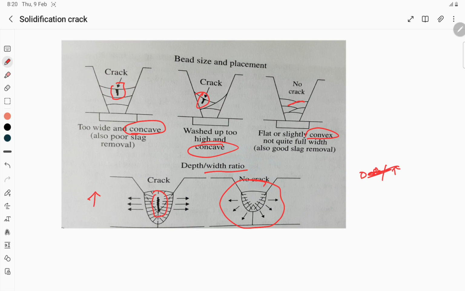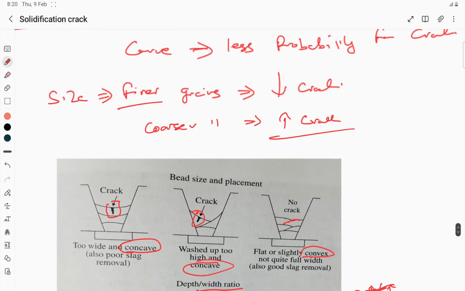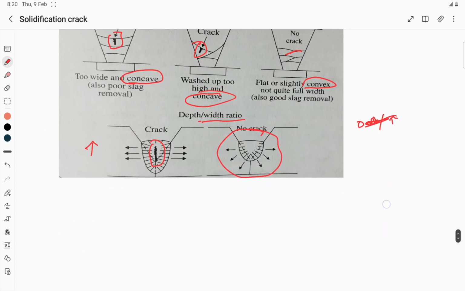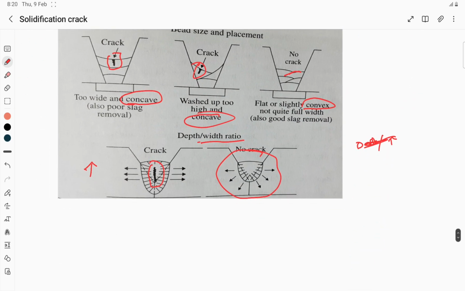So we have to take extra steps to prevent the formation of crack in those kinds of processes. It depends upon a number of factors, not only on the depth to width ratio or the shape of the bead, but also on other factors which we have discussed previously. So we have to make the bead shape convex. Then we have to minimize the depth to width ratio, that is, we have to go for an optimum value.